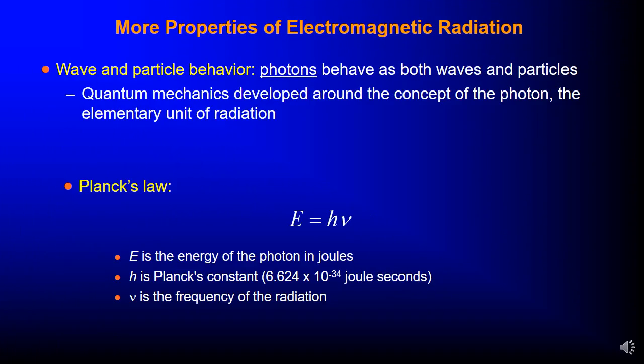More properties of electromagnetic radiation. We say that it is wave and particle at the same time, and quantum mechanics developed around the concept of the photon, the elementary unit of radiation. The photon is the smallest unit of electromagnetic radiation, and that is what the field of quantum mechanics revolves around.